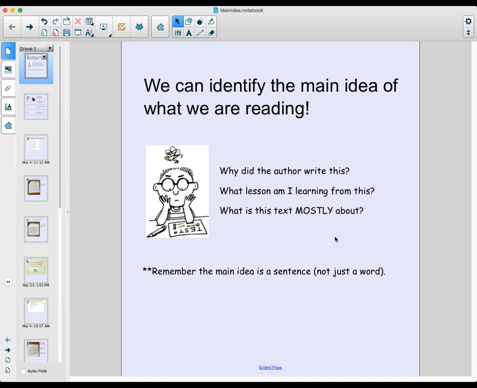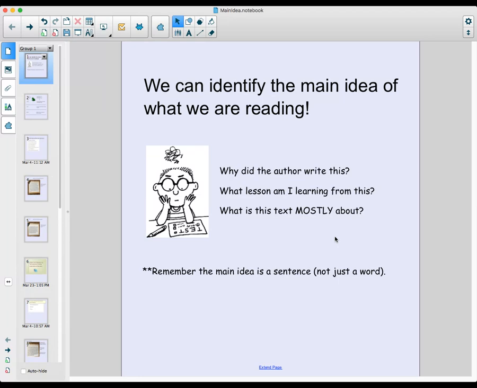Hi, third graders. Today we are going to be learning as readers about identifying the main idea when we are reading. Now, remember, when we talk about finding the main idea, you can talk about this in a lot of different ways. You could say, why did the author write this passage? What lesson am I supposed to learn from what I'm reading? Or what is this text mostly about? All of those are talking about a main idea.